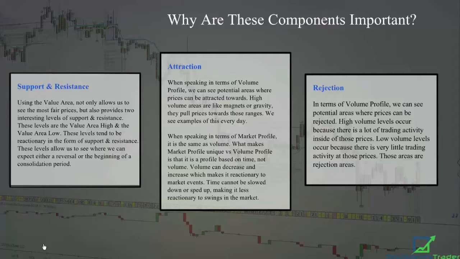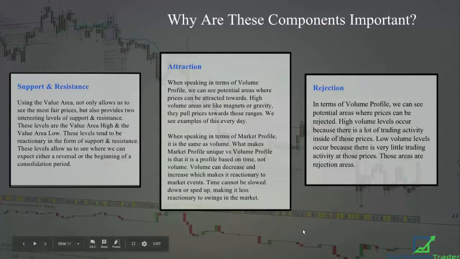And also rejection. In terms of volume profile, we can see potential areas where prices can be rejected. High volume areas or high volume levels occur because there is a lot of trading activity inside those prices. Low volume areas occur because there is very little trading activity at those prices. Those areas are rejection areas.